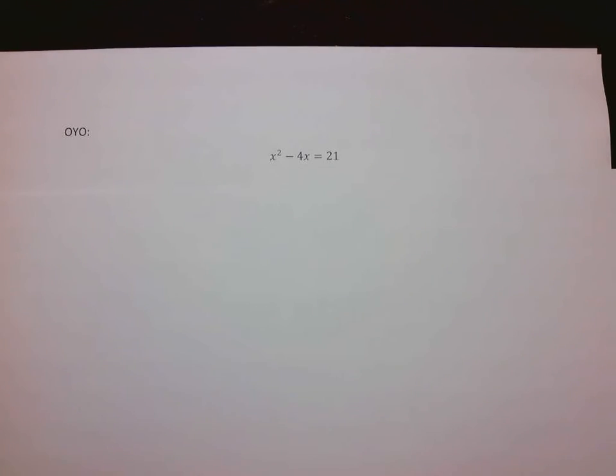Now go ahead and hit pause and work out this on your own problem by yourself and solve using the quadratic formula.